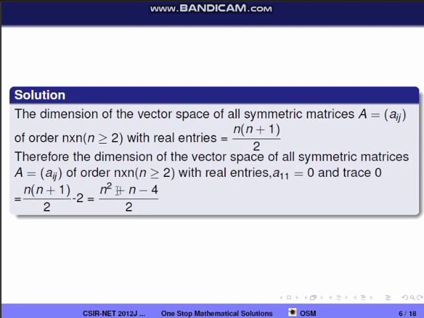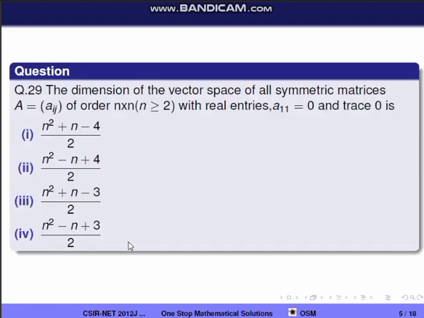So the parent space dimension is n into n plus 1 by 2. Here there are two linearly independent conditions, so I am subtracting that from the parent space. So we'll get like this. When we solve this, we get (n square plus n minus 4) divided by 2. So now let us look at the correct option. The correct option is the first one.